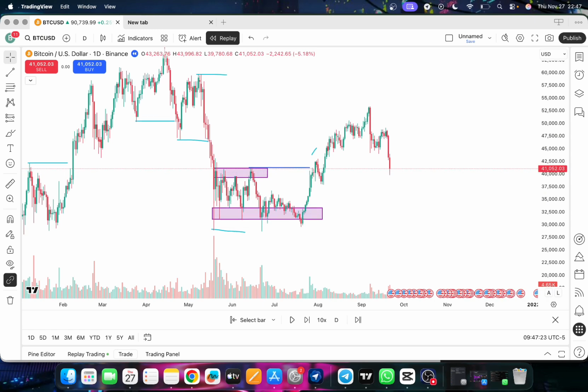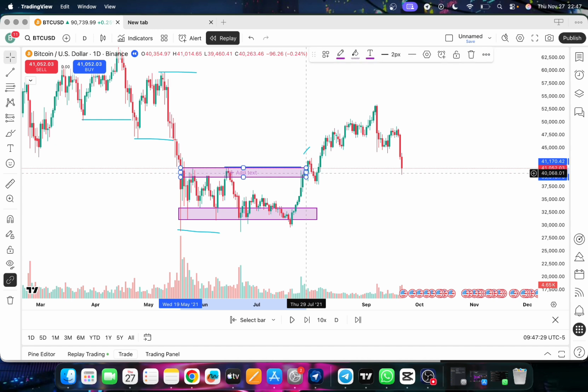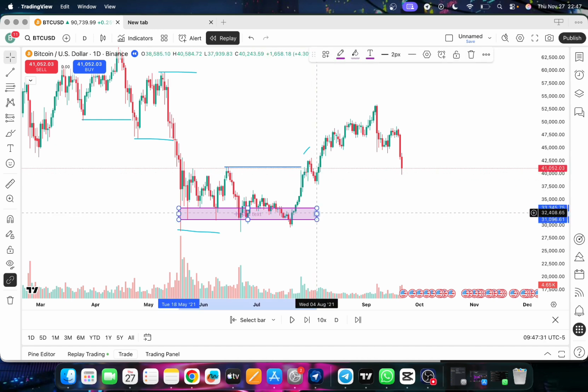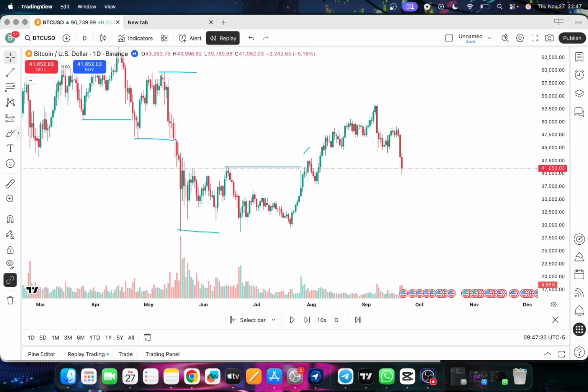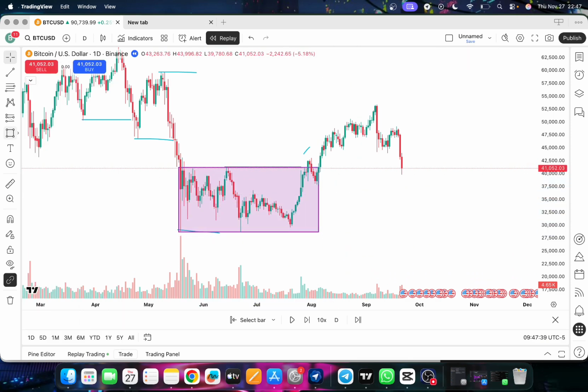And then look how price broke out of this sideways market, which was here. I'll get rid of these now. But just know that this is a sideways market. Actually, I'm going to keep it. I'm just going to draw it here. I'm going to draw it here for you.